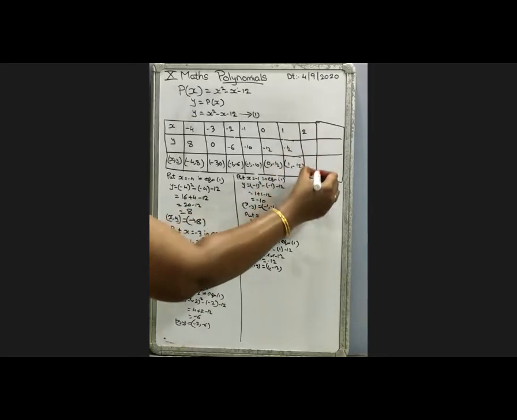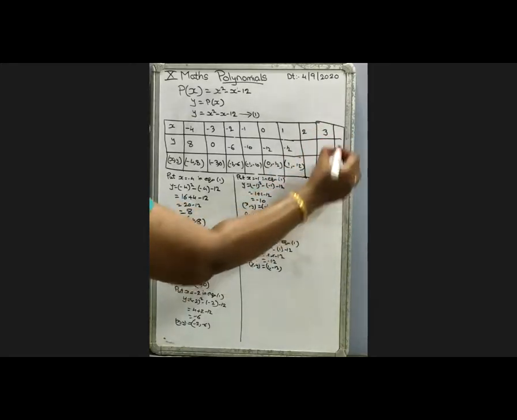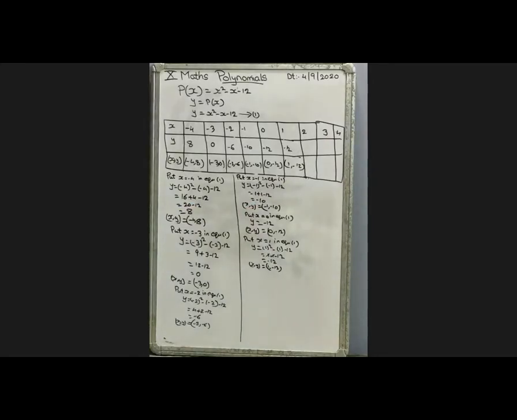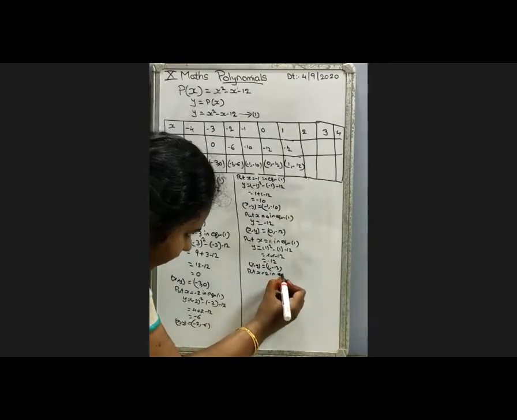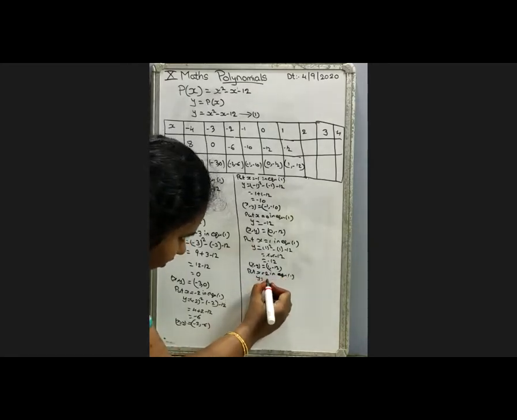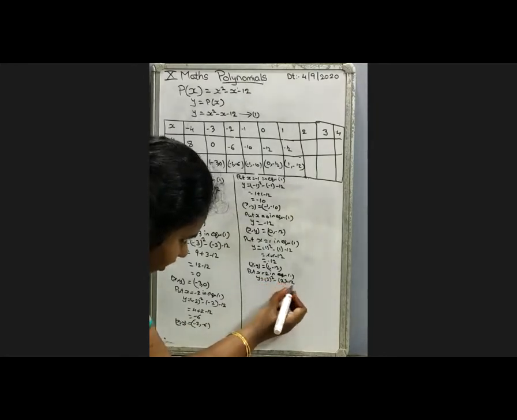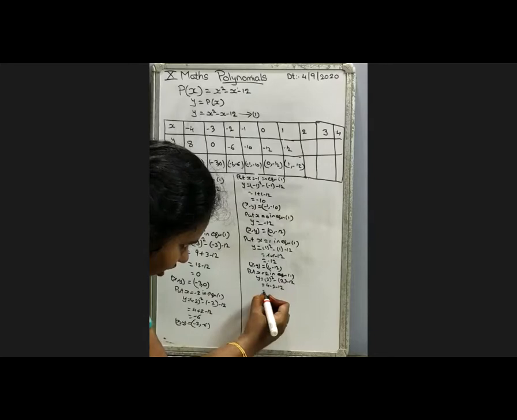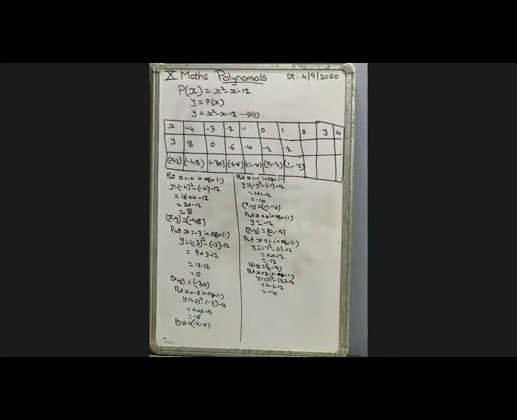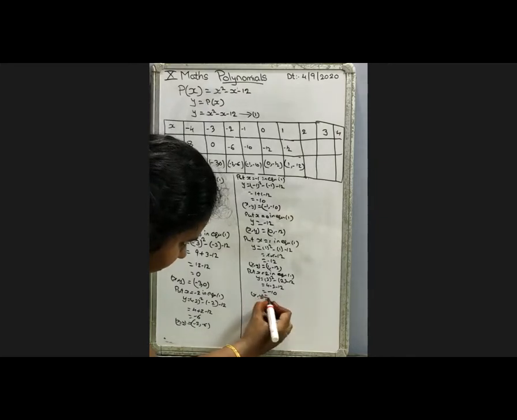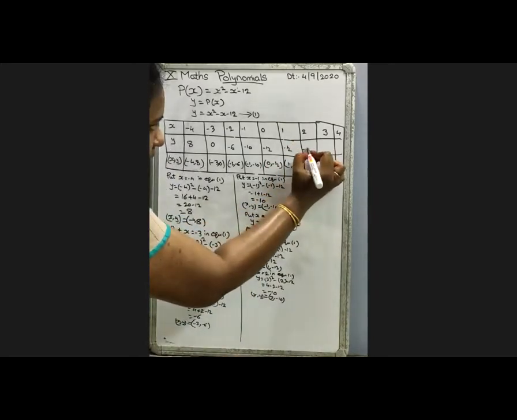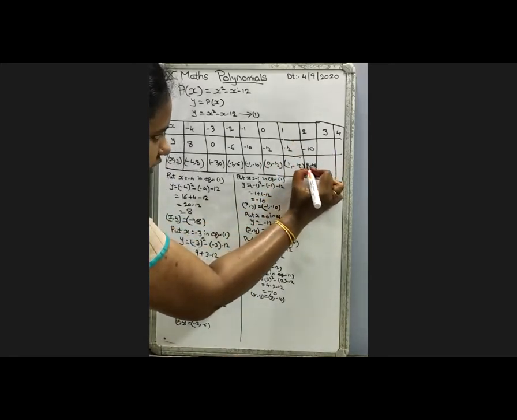Here 2, we can take 3 and last 4. Now you take x equal to 2 in equation 1. y equal to 2 whole square minus of 2 minus 12. 4 minus 2 minus 12. How much is this? Minus 10. Yes or no? 4 minus 2 is 2. 2 minus 12 is minus 10. So x comma y equals 2 comma minus 10.